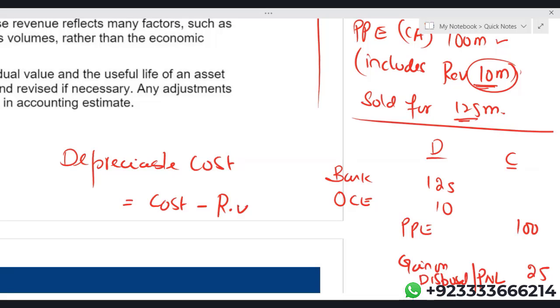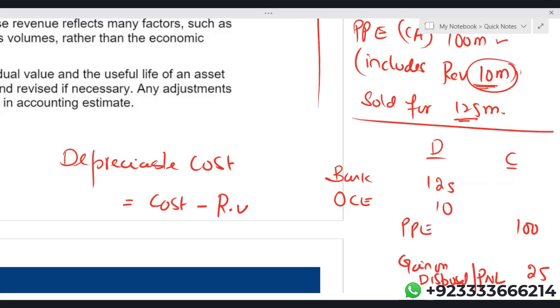According to IAS 16, when your property, plant and equipment is ready to use, when it is available to use, you will start depreciating the asset. Repeat: when property, plant and equipment is available for use, you will start depreciating the asset. Now, there is a possibility that depreciation starts earlier than actual usage of the asset.